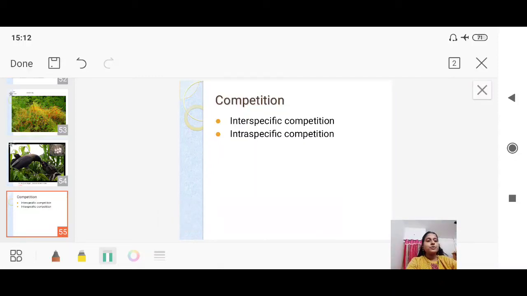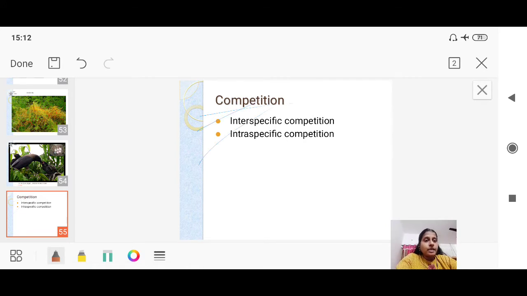Today we are moving into the last part of the chapter, organism and population, and today we are going to discuss the last type of population interaction. And what is that? It is competition. When you are saying competition, there are two types: one is inter-specific and another one is intra-specific.